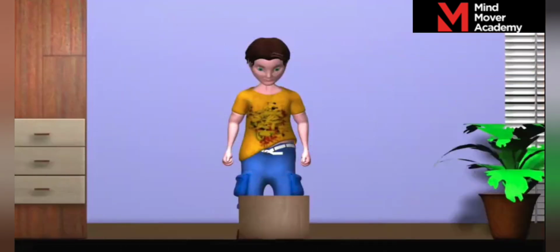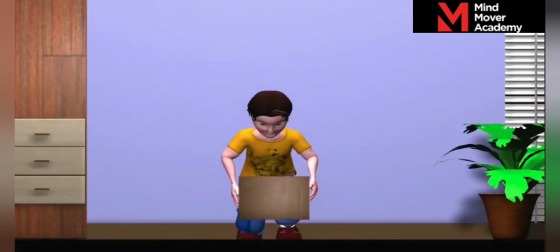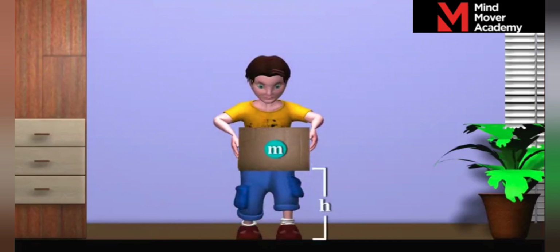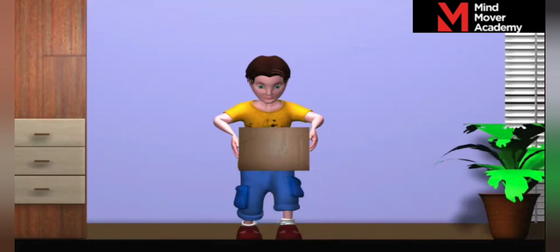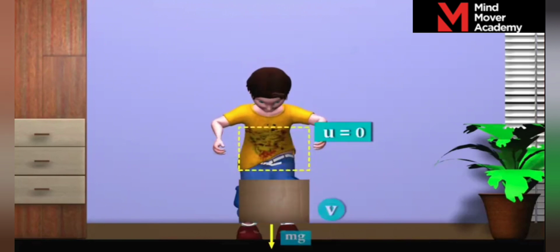Let us take the example of a box. Let us raise the box up to a height h. The work done by the external agency against the gravitational force is mgh. This work gets stored as potential energy. When released, the box comes down with an increasing speed. Just before it hits the ground, its speed is given by the kinematic relation v square is equal to 2gh.